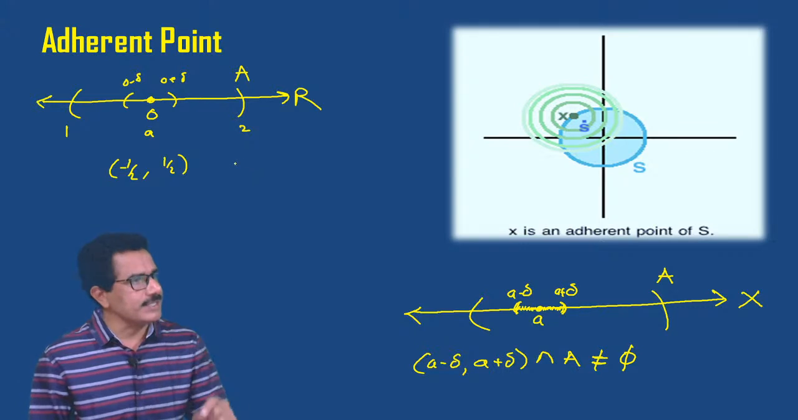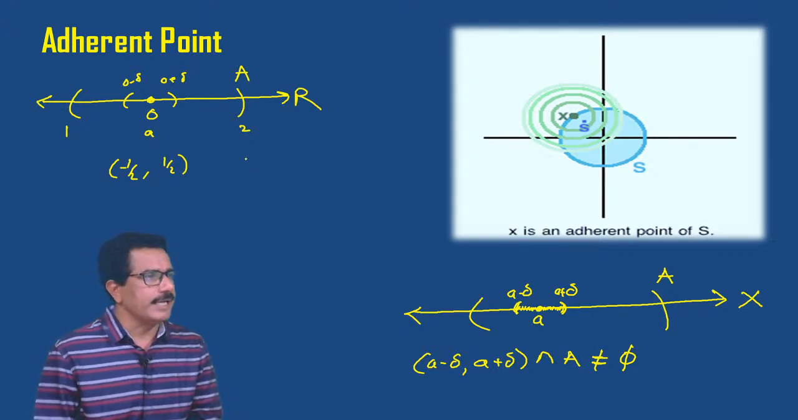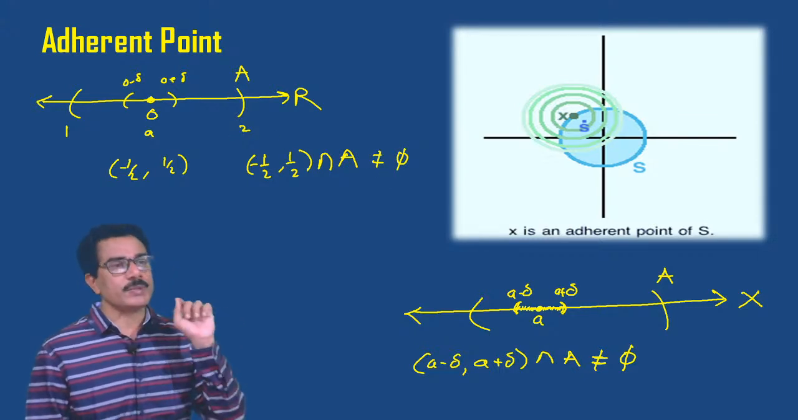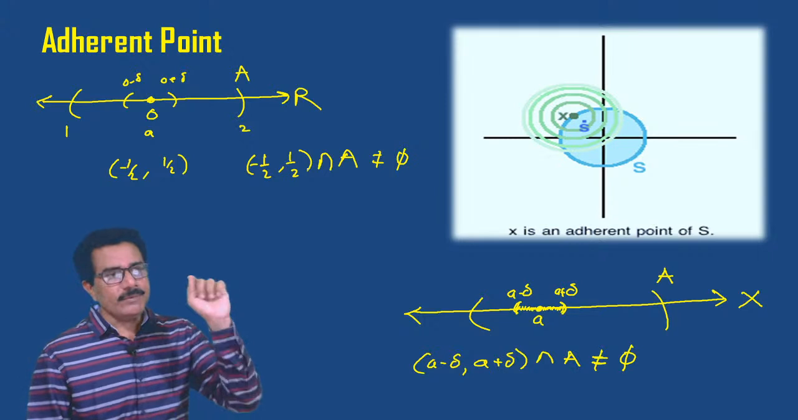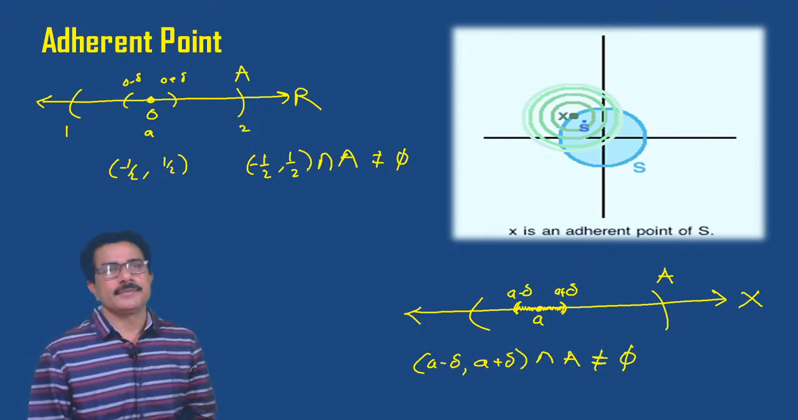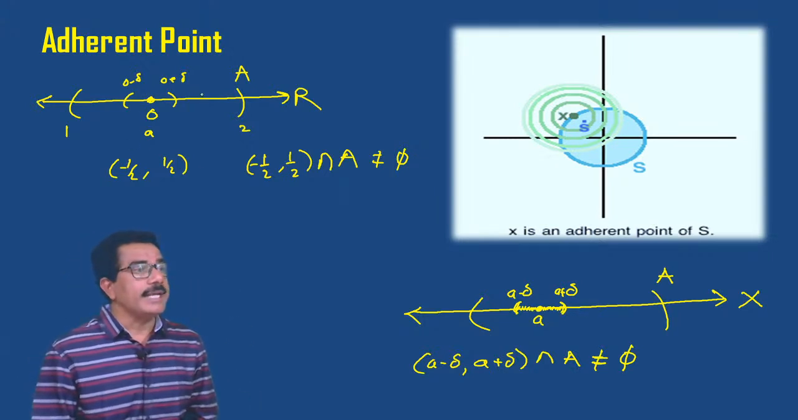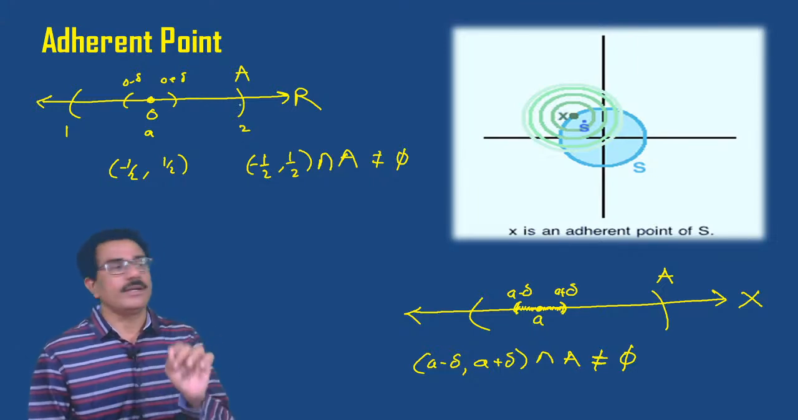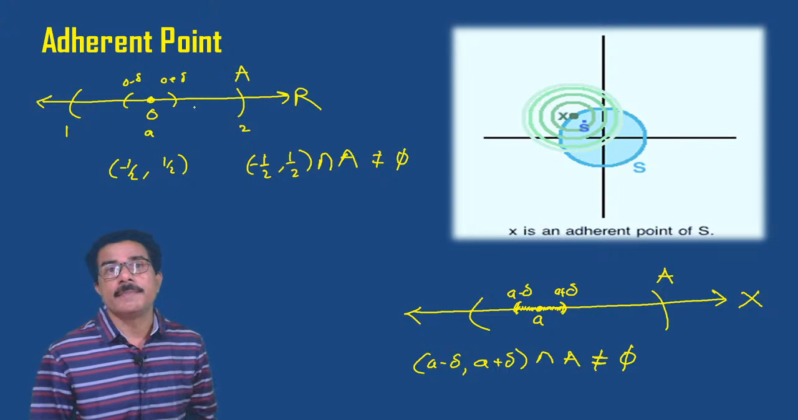in A such that the intersection of the interval minus 1 by 2 comma 1 by 2 with capital A is not equal to phi. If this condition is satisfied, then we can say that a is an adherent point, at least one point. a is an adherent point of capital A.